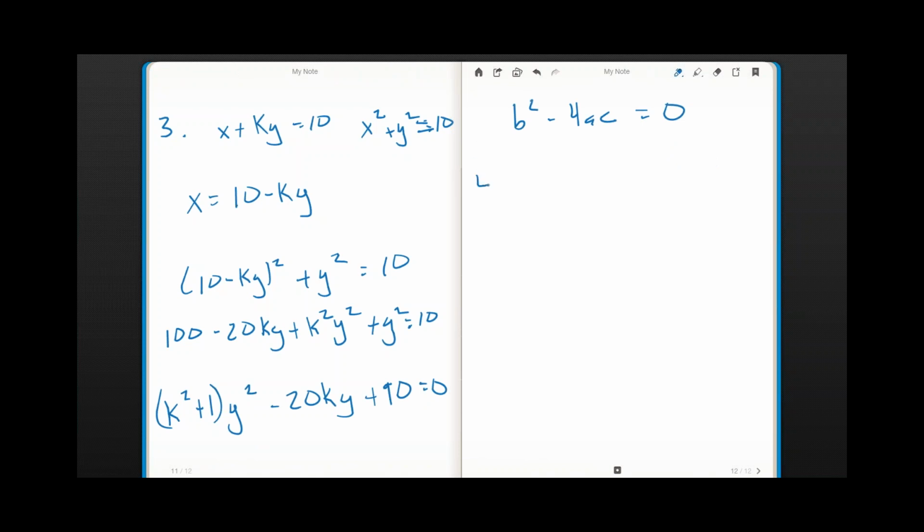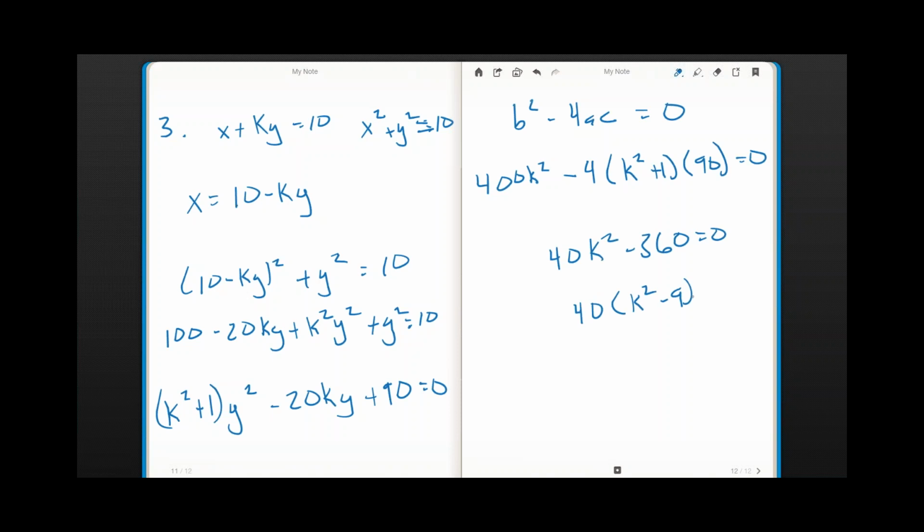So then I have 400k squared minus 4 times k squared plus 1 times 90 equals 0, which works out to a very nice 40k squared minus 360 equals 0, which factors to be 40 times k squared minus 9, and that gives me solutions of k equals 3 and k equals negative 3. You can graph this and see how come I have two solutions.